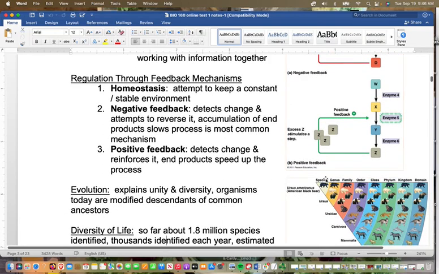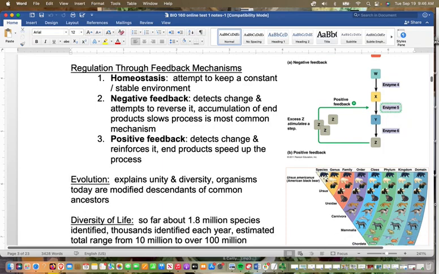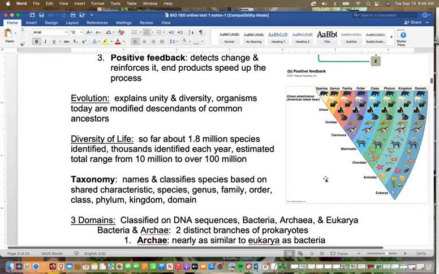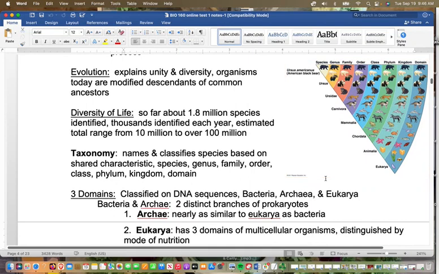So evolution attempts to explain the unity and diversity we see in organisms. So the organisms today are modified descendants of common ancestors. So far, we have identified about 1.8 million species. There's thousands identified each year. We don't really know how many there are. We estimate between 10 and 100 million.